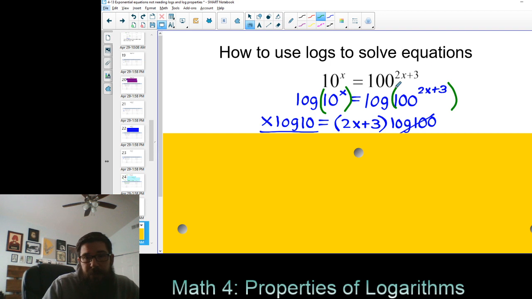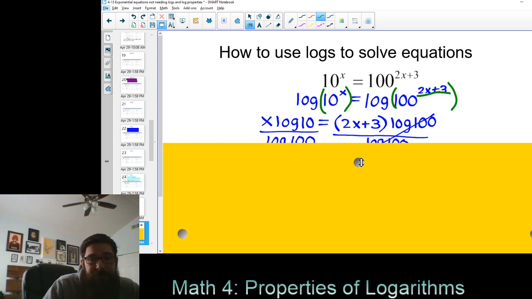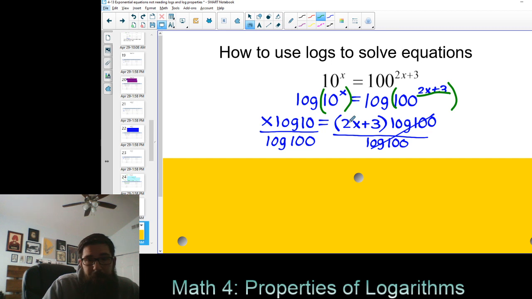Repeat the process to the other side. The whole 100 has this exponent 2x plus 3, so it gets brought down out front, being multiplied. Note the parentheses. If I divide both sides by, really I could do log 10 or log 100, it doesn't matter, because I have x's on both sides. I'm just trying to get one of them cleaner, since this side has a lot more going on with the 2 and the 3. Not so crazy to clean this up, okay?